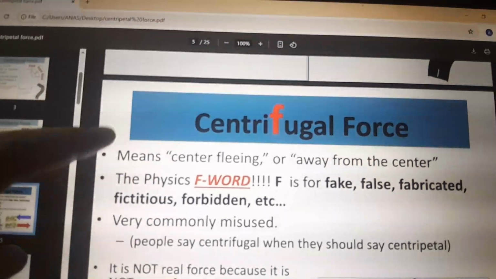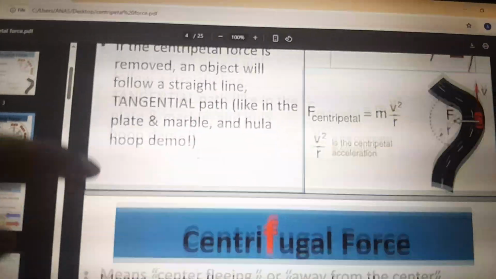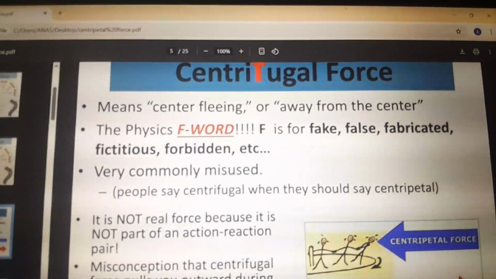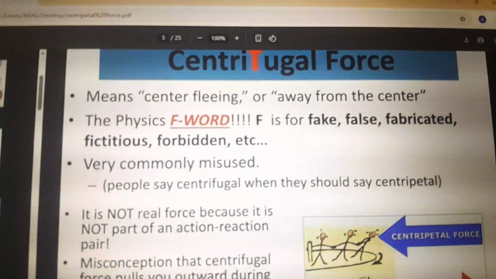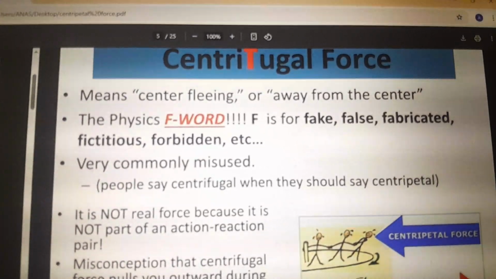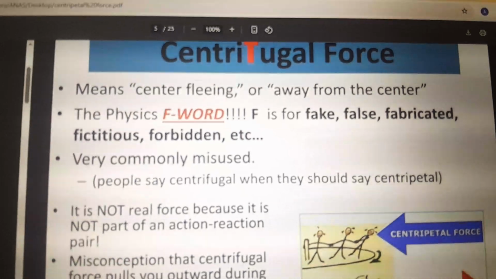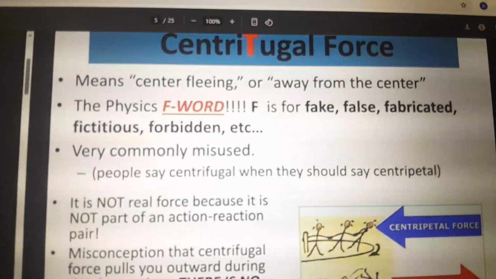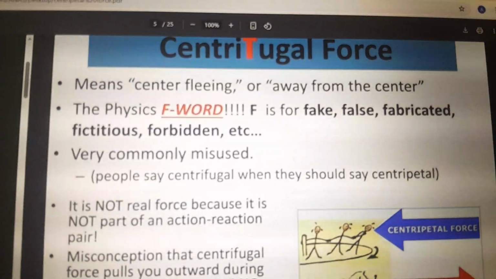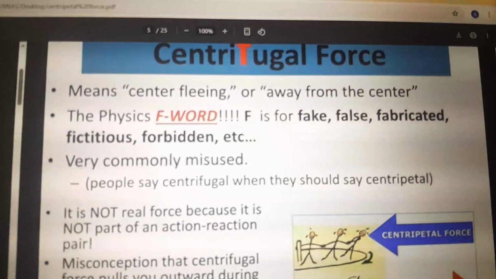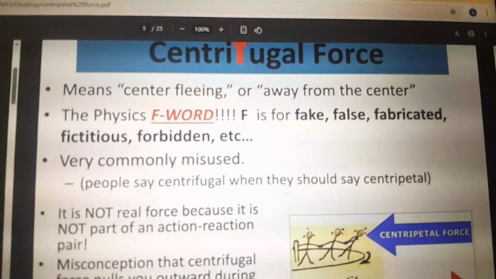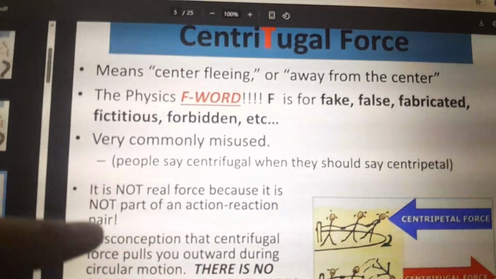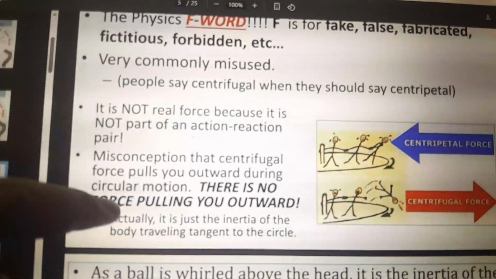Another thing that we discuss here is the centrifugal force. What is centrifugal force? Centrifugal force is not the reaction force of the centripetal force. Actually, it is a fictitious force, or false, or fabricated. If a person takes it as an action and reaction, like it is a reaction of centripetal force, so there is no force pulling you outward.